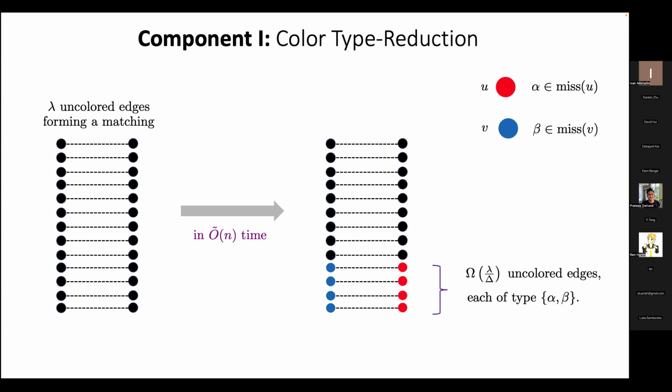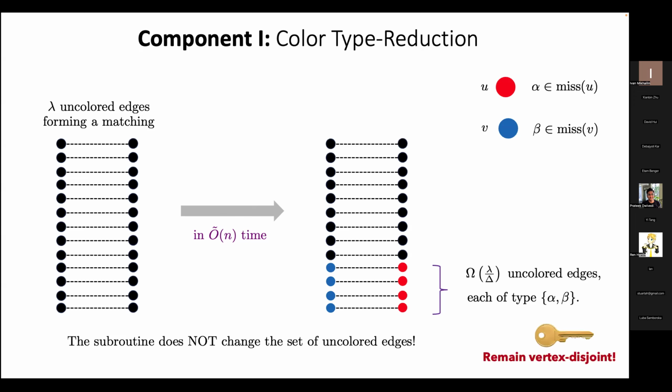But here we're going to do something different. We're going to modify the coloring in order to amplify the number of edges that have this type red, blue. So we fix some type alpha beta, we do something to the graph, and we amplify the number of edges that have this type, without changing where these uncolored edges are located, so that they remain vertex disjoint even after we do this color type reduction.